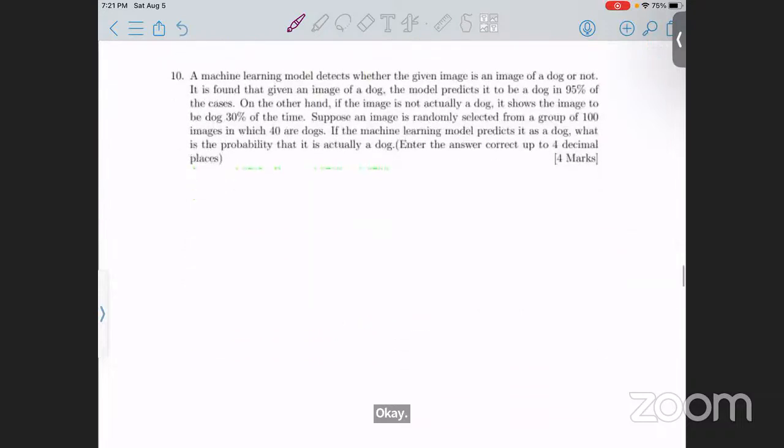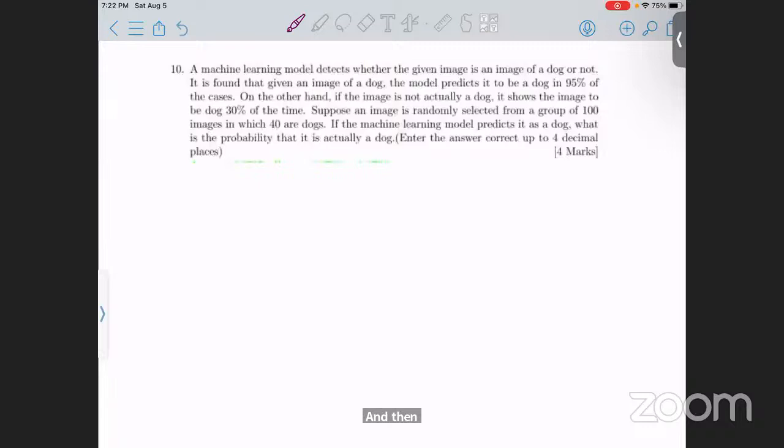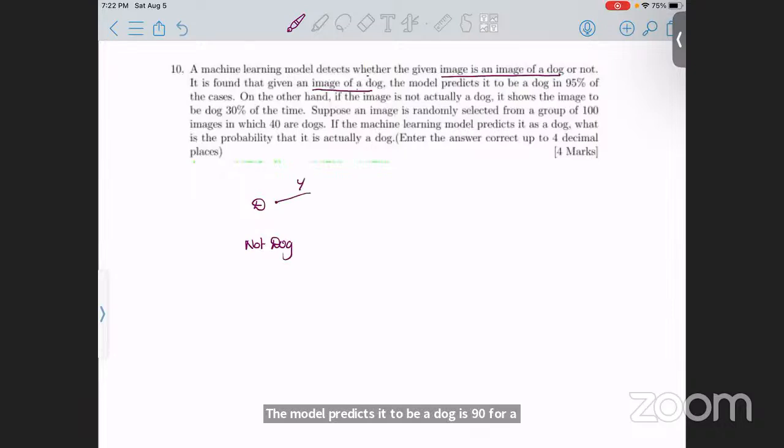And then coming to the 10th question. A machine learning model detects whether the given image is an image of a dog or not. There are two possibilities, dog or not dog. It found that given an image of a dog, the model predicts it to be a dog 0.95, and it says no 0.05. Listen carefully.